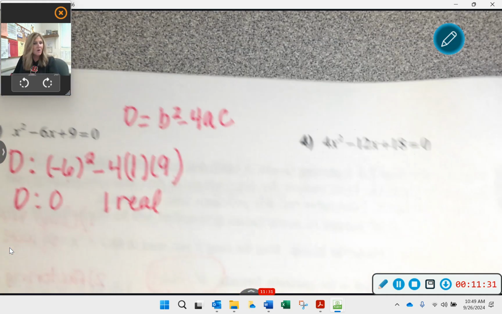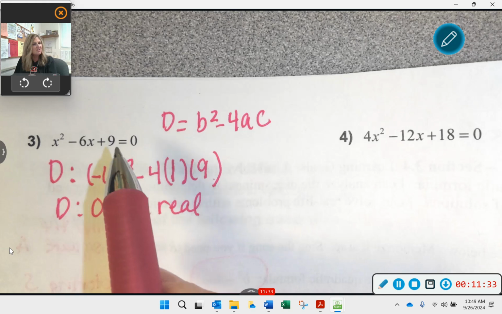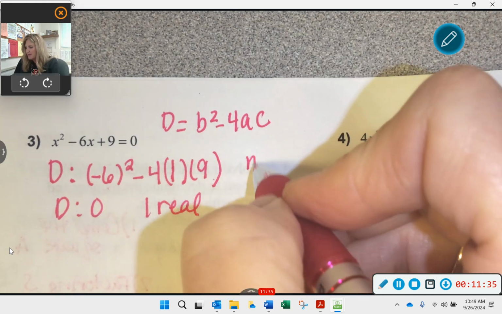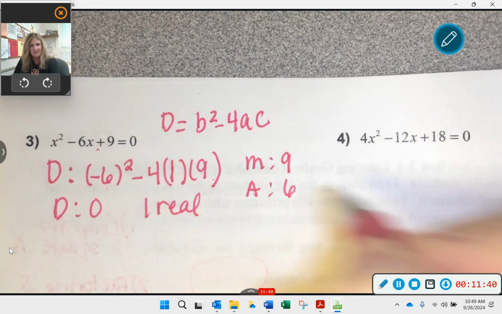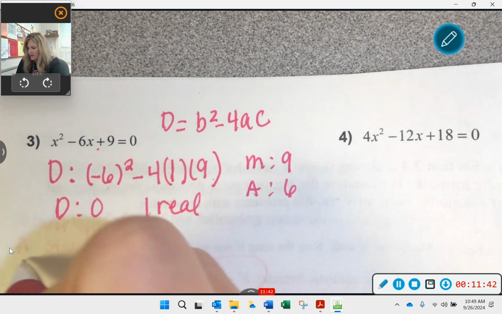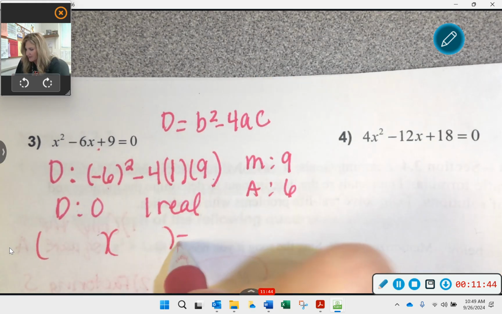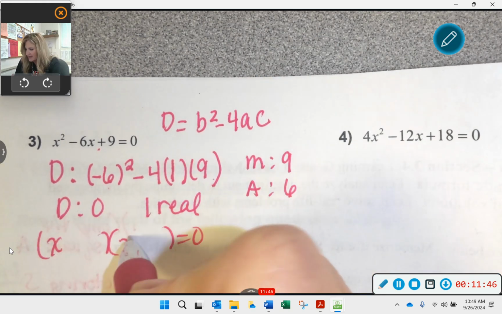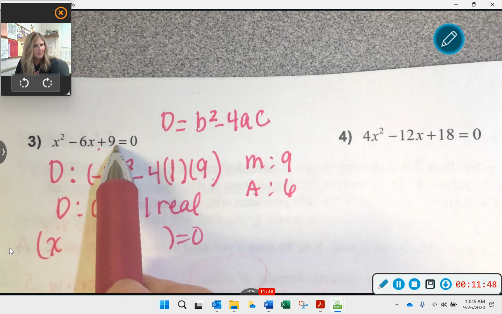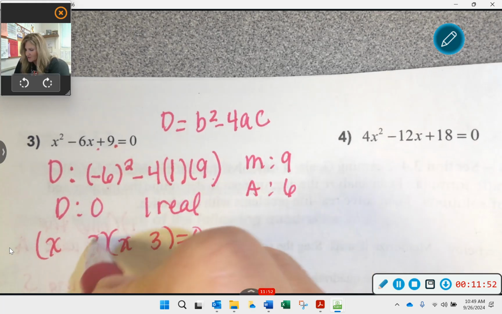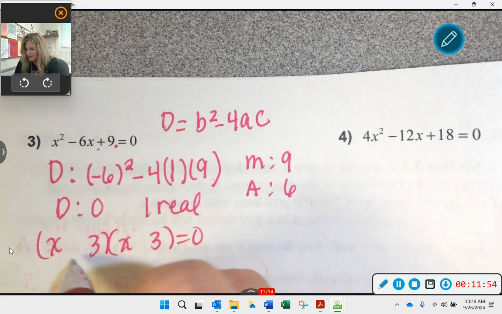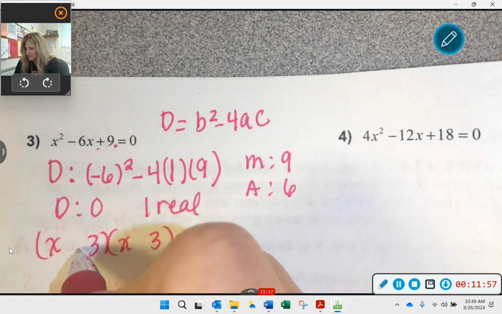Now, I can use the quadratic formula if I want, but let's check. Are there numbers that multiply to be 9 and add to be 6? 3 and 3? Okay, so let's do it this way then. We put our x and our x. What are those numbers you just told me? 3 and 3. We need these outers and inners to give us a negative 6. So what do I need the signs to be?